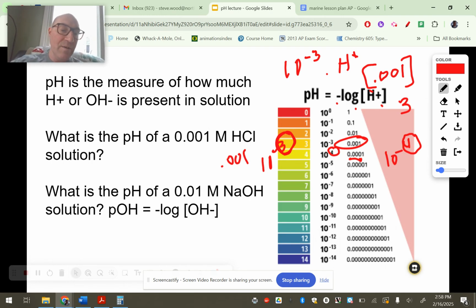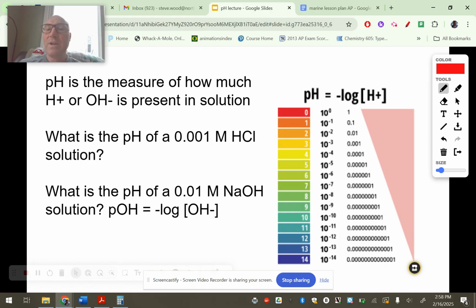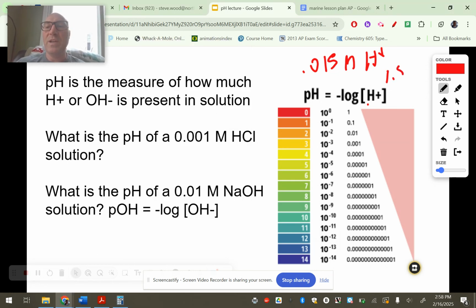You just literally punch in, let's say I have a concentration of 0.015 M H plus. So you would just negative log that number. We do 0.015, log it, and then make it a positive number. It would be 1.82 is your pH. You literally just do negative log H plus.